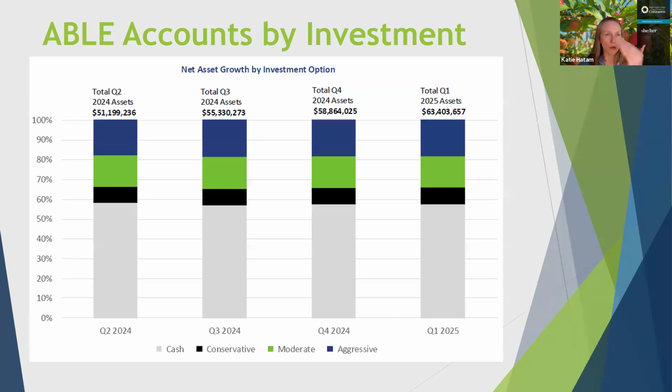And this slide here just shows you how people are choosing their investment options. So again, it's been around 55 to 60% of people choosing the cash option. This gray area down here is the percentage of people who have their assets in the cash option. And then next is the conservative option, and here in black, moderate in green, and aggressive in blue. So kind of an even distribution among the investments, but the cash option does really well there.